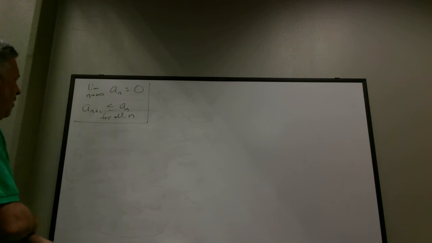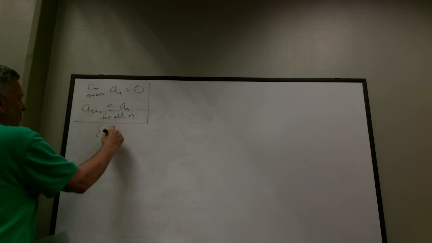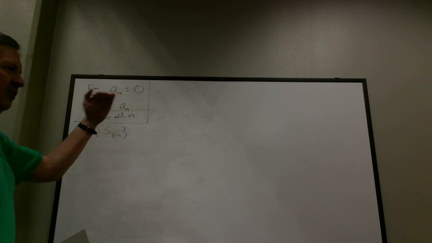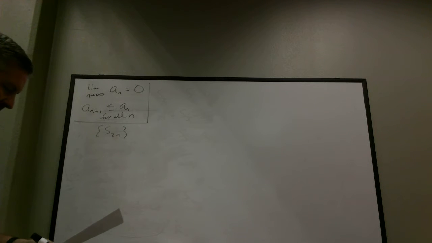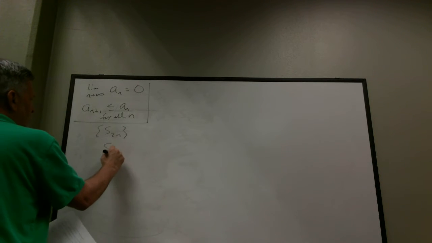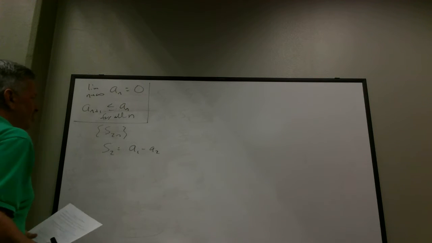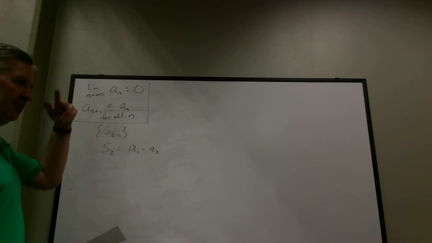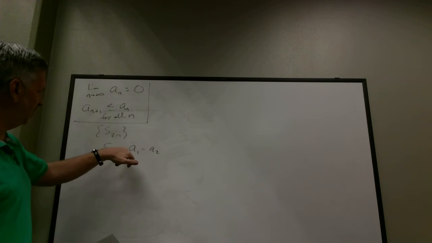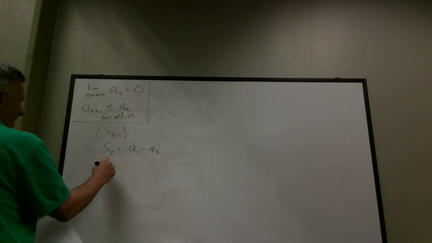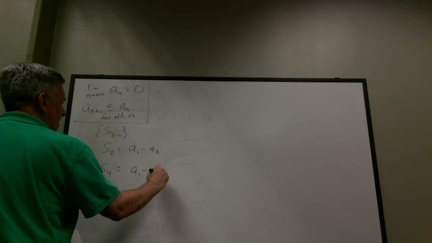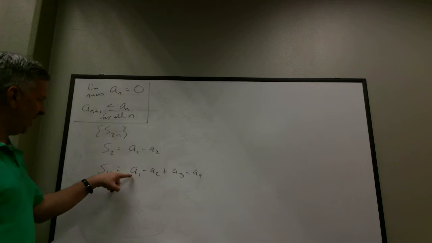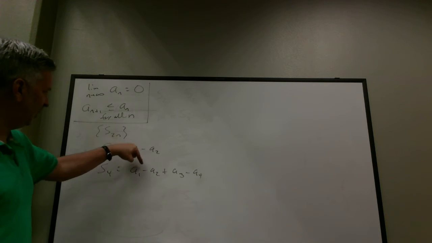Now let's focus on the sequence of partial sums with even subscripts. So we're looking at the sequence S_2n: S2, S4, S6, S8, etc. Let me start writing down some terms. S2 is a1 minus a2, right? It's the first term minus the second term, because I'm assuming the series alternates plus minus plus minus. So it's plus a1 minus a2. And S4 is a1 minus a2 plus a3 minus a4, the first four terms, with the series alternating plus minus plus minus.